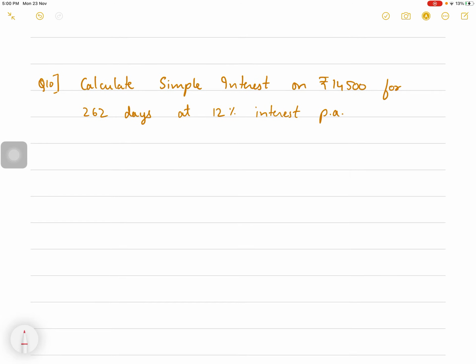Question number 10. Calculate simple interest on rupees 14,500 for 262 days at 12% interest per annum. Very easy. Simple interest is equal to P into N into R. P is given as 14,500. N is given as 262 days, which is 262 divided by 365, and R is 12%, so 12 upon 100.